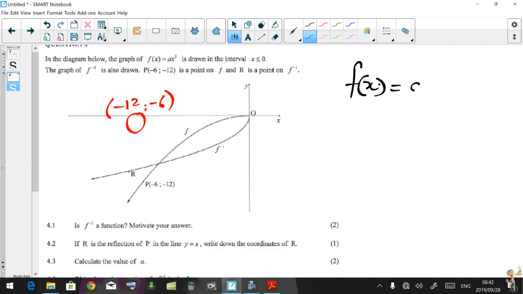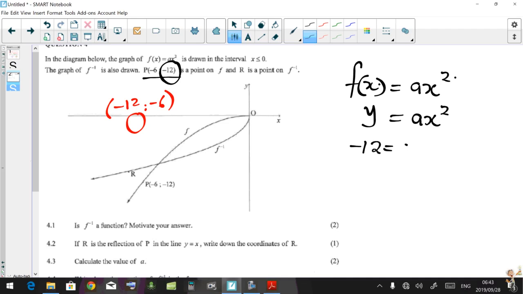Remember, don't forget, when it comes to function, your f of x simply means y. If you keep that at the back of your mind, then functions become something you can work with easily. Now we have a point (-6; -12). Remember, it means your y value is what? Negative 12.